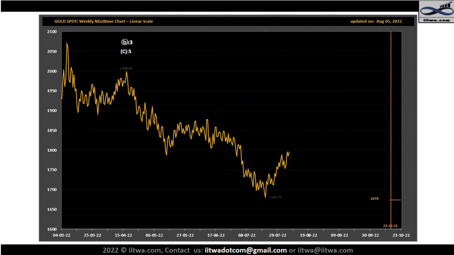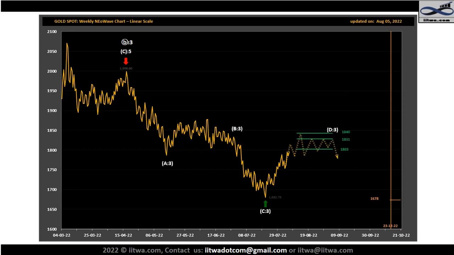The intermediate degree wave C began from the 1998.39 high of April 18th, 2020. The first sell-off looks corrective in nature, thus labeled minor degree wave A. Then the upward to sideways phase is minor degree wave B, and the next sell-off is minor degree wave C. The rally that began from the July 21st low, that is 1681, is assumed to be minor degree wave D and has a target of 1803 to 1831 and can extend up to 1840.